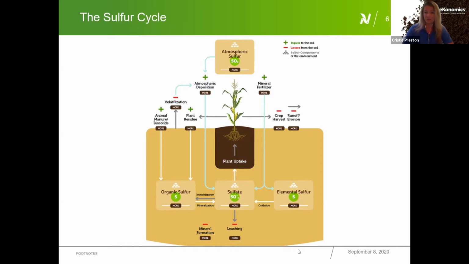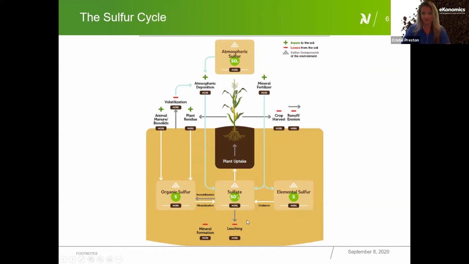And so for our inputs, we could have anywhere from plant residue. So I've grown a crop, I break down the plant residue and it goes back into the soil as organic matter. Or animal manures and biosolids. We can also apply mineral fertilizer and have some atmospheric deposition of sulfate. Now, when it comes to the loss portions of the sulfur cycle, you can have some volatilization. You can have crop harvest, runoff or erosion, mineral formation, and leaching.